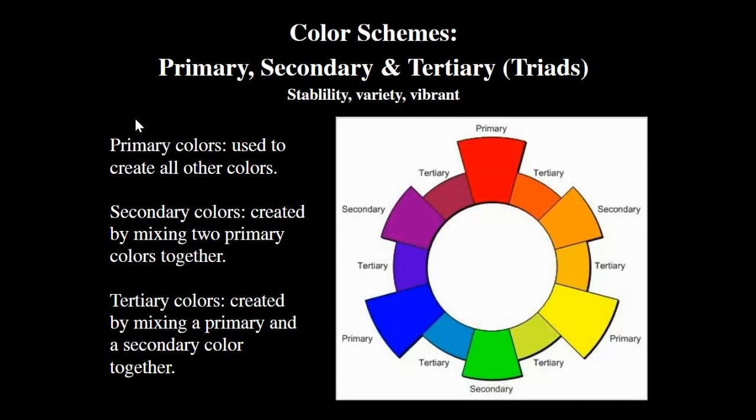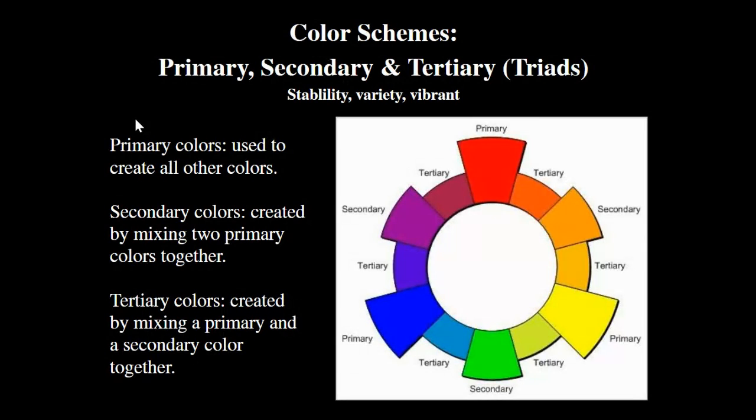Is that on your sheet? Cool. So for number 2, you can color in the box the 3 primary colors. Secondary colors are created by mixing the 2 primary colors together. So green is a secondary because you mix blue and yellow. Orange is a secondary because you're mixing yellow and red. And then purple is a secondary because you're mixing blue and red.